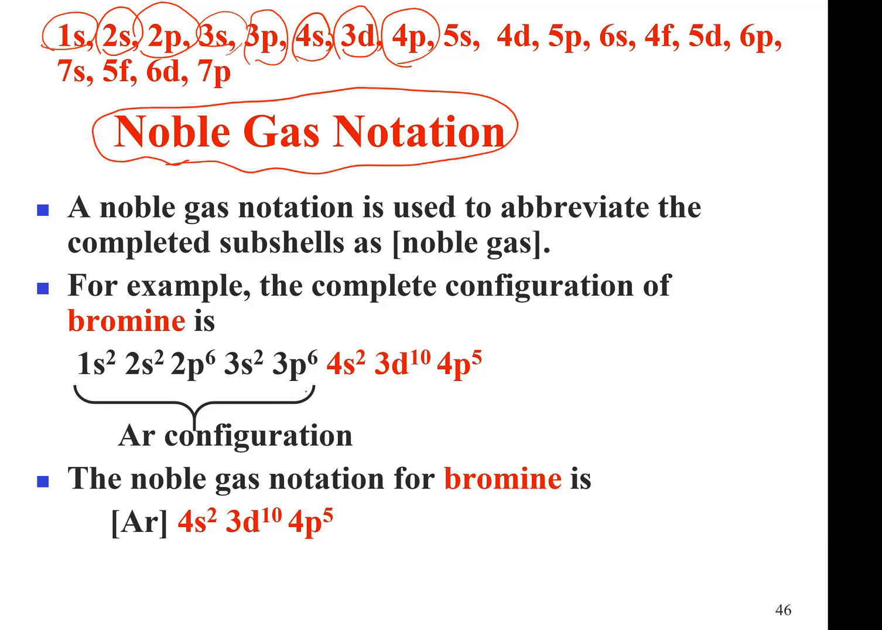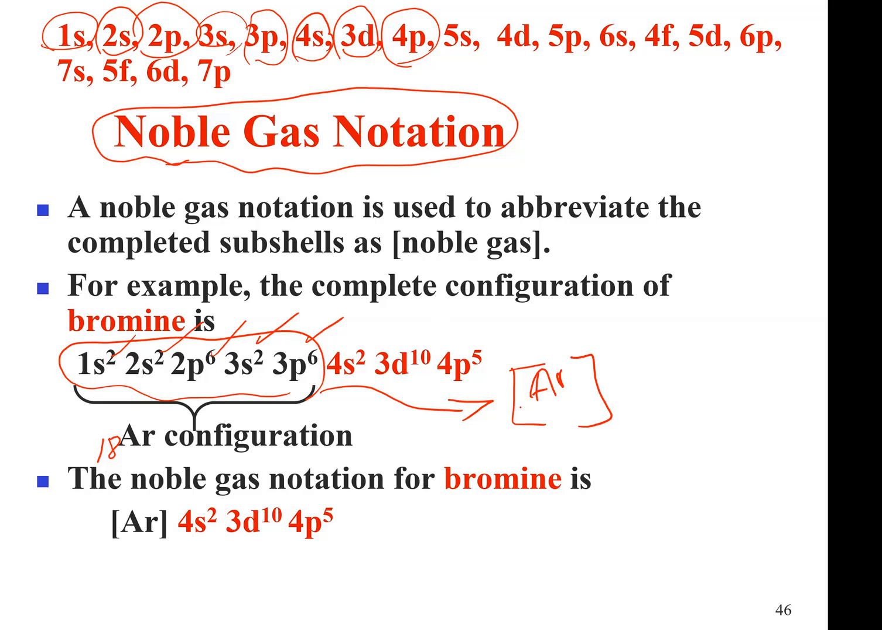If I look at the total electrons used here, 2 plus 2 is 4 plus 6 is 10 plus 2 is 12 plus 6 is 18. And if you look at the table, you will see on column 8A or column 18, the number of electrons in argon is 18. So in order to do the shorthand notation, I'm going to say this is the noble gas configuration for argon. And I'm using brackets. If I place Ar, argon, in a bracket, it means this electron configuration.